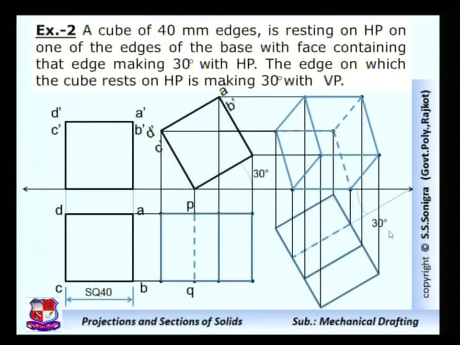So this is the solution for this problem, in which the edge is inclined at 30 degrees to HP, and the edge on which the cube is resting on HP makes an angle of 30 degrees with the vertical plane. I hope the solution of this problem is clear to you. Then you can name the views. This is the front view and this is the top view.